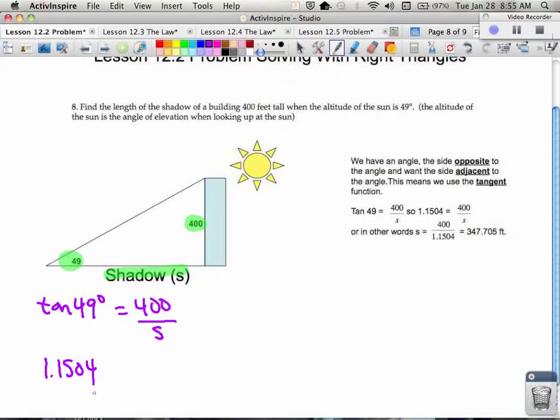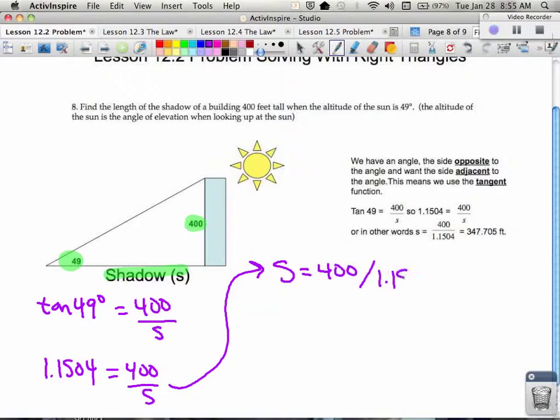Remember to be in degree mode. And that should be equal to 400 divided by S. Now, since the variable S is on the bottom of the fraction, S is equal to 400 divided by 1.1504. Or in other words, my S is going to be 347.705 feet. This is the shadow length cast by the building.